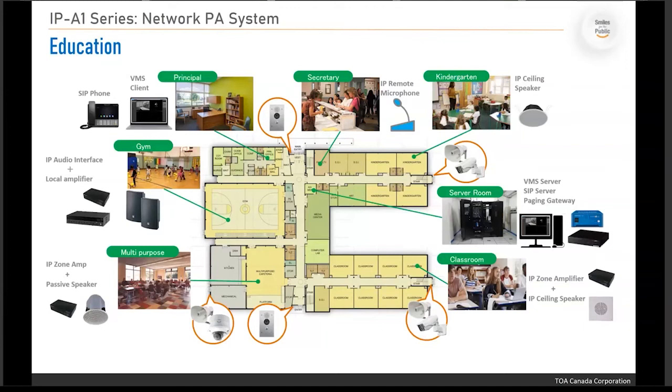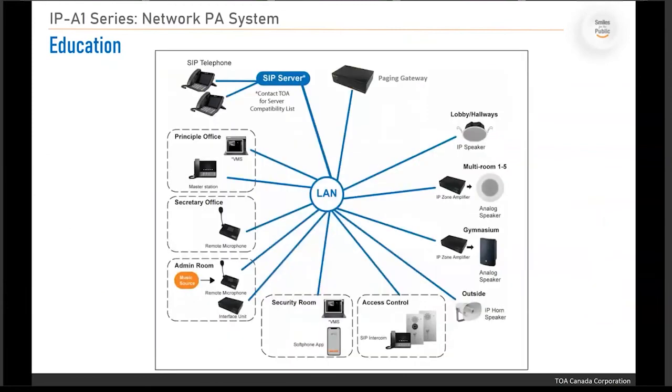So how this will translate into a real project diagram: we will have a SIP server. All the SIP devices will be connected and registered to the SIP server. We will have one paging gateway connected to the SIP server and also registered to the SIP server. And all other IP devices will be connected to the LAN and registered to the SIP server for individual broadcasting from the SIP phone. The paging gateway will handle the multicast streaming.